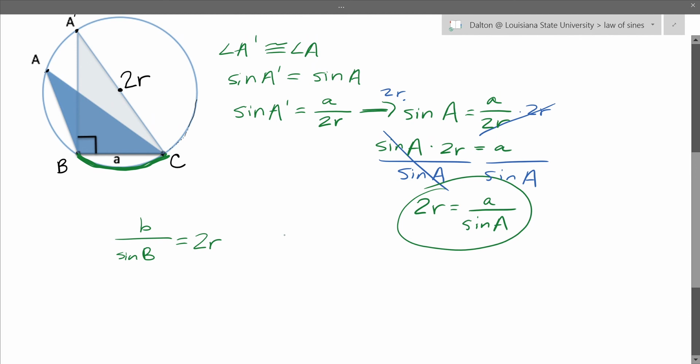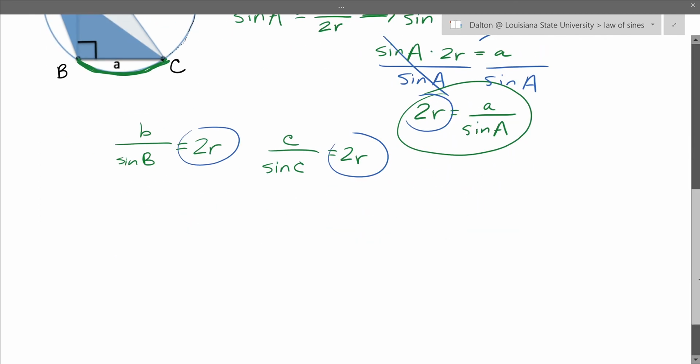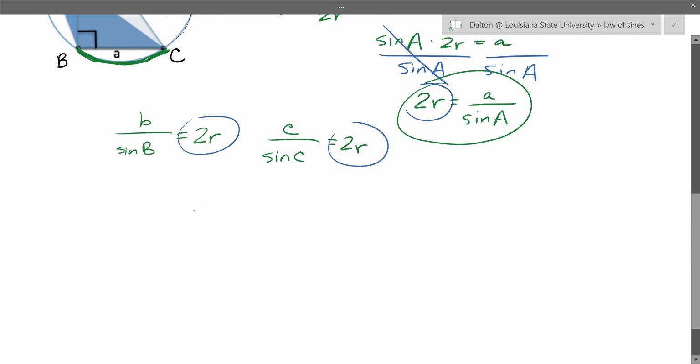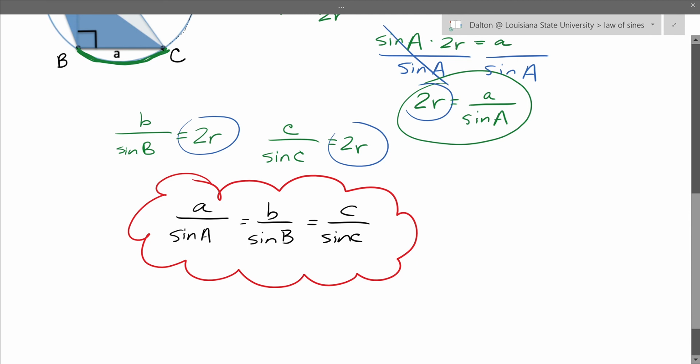And that would also mean that C over the sine of C would equal 2r. So you're going to notice, this is very important, if all of these are equal to 2r, then mathematically speaking, if these three things are equal to something, then that also implies that they're equal to each other. So that implies that A over the sine of A must equal B over the sine of B, which must also equal C over the sine of C. And this string of proportions right here is called the law of sines.